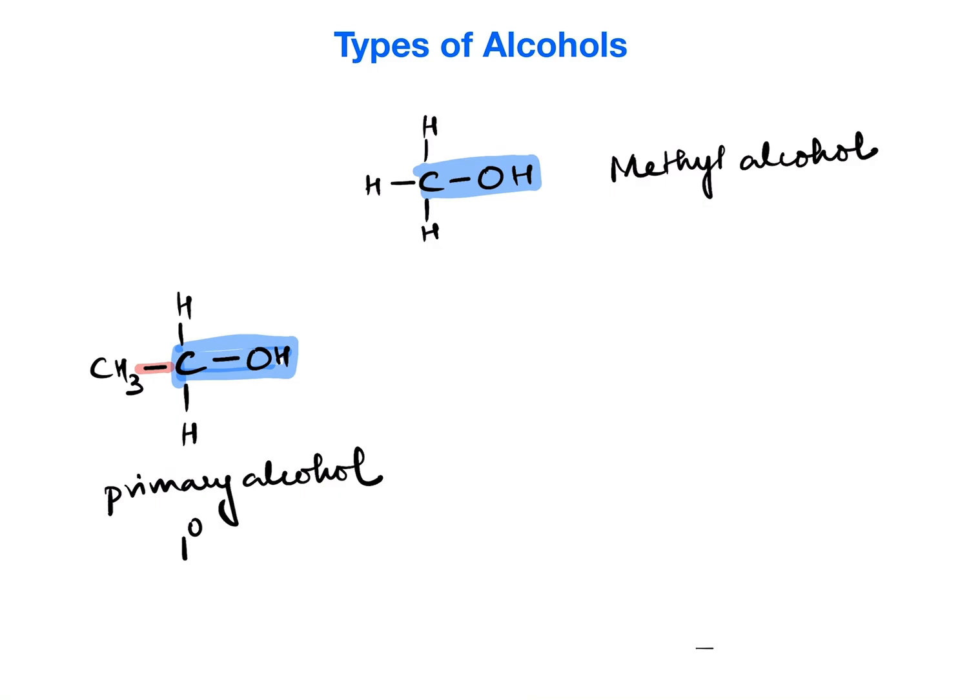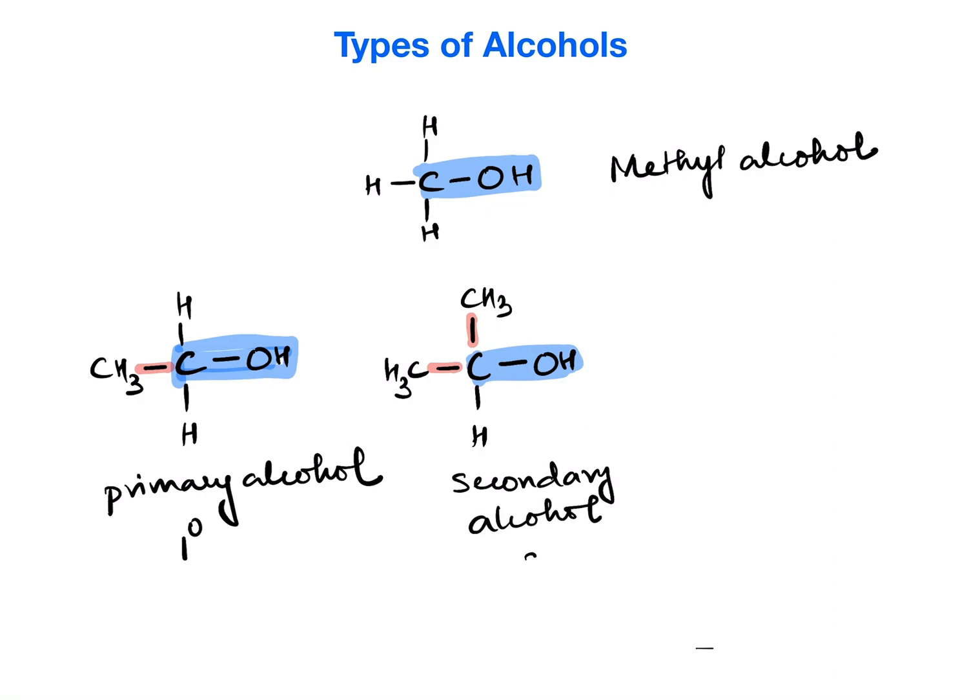Now, if I replace another hydrogen, so I'm going to replace this hydrogen with a CH3, watch what happens. CH3, CH3, and H, so there's the alcohol part, and then you have the CH3 and the CH3. See, 2 carbons connected to that alcohol part. So therefore, this is the secondary alcohol. So therefore, that's a 2 degree alcohol.